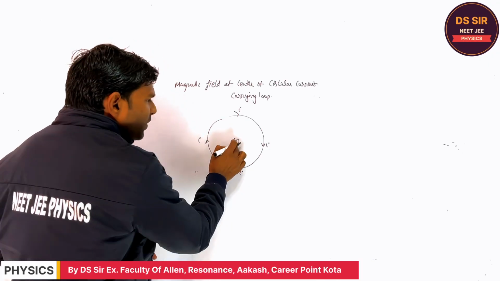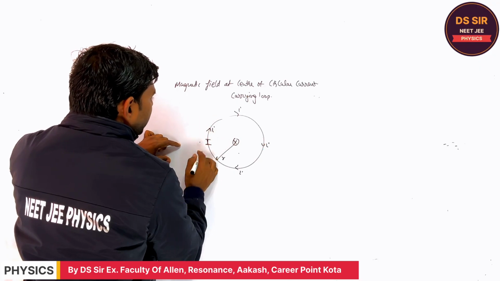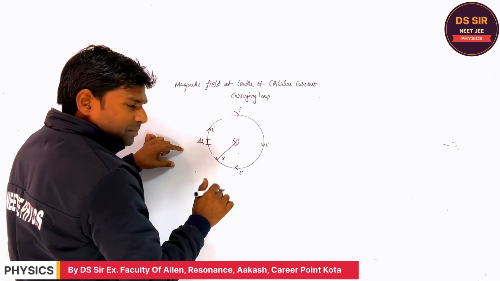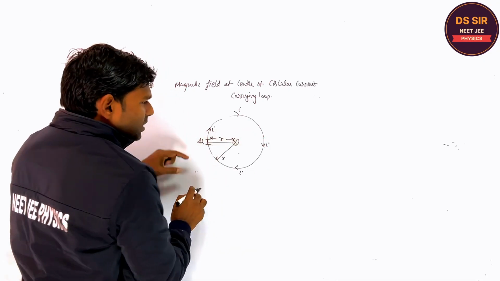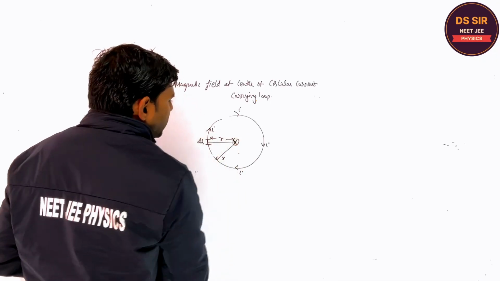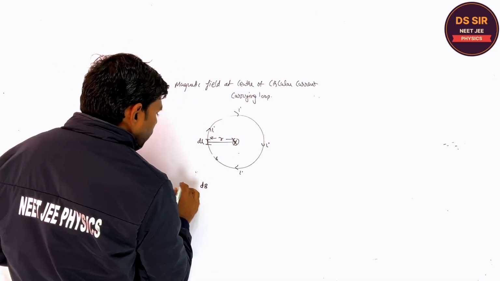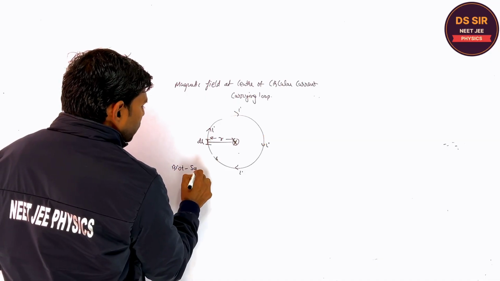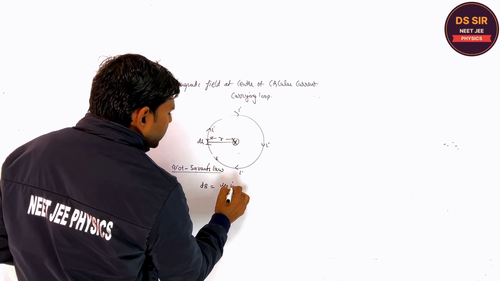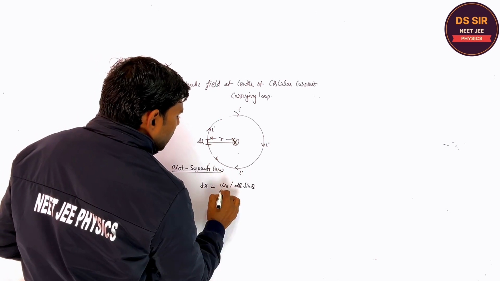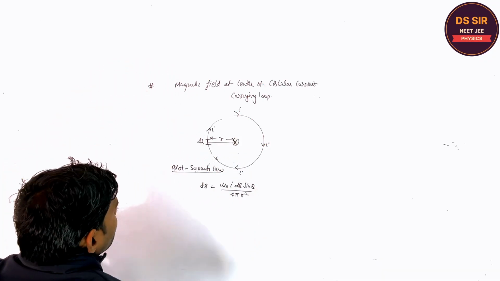To find the magnetic field at the center, you will consider a small current carrying element of length dl. This is the position vector r where we have to find the magnetic field. So what is the angle? According to Biot-Savart's law, dB equals mu naught I dl sine theta upon 4 pi r square. Is it clear? Tell me, what is theta?